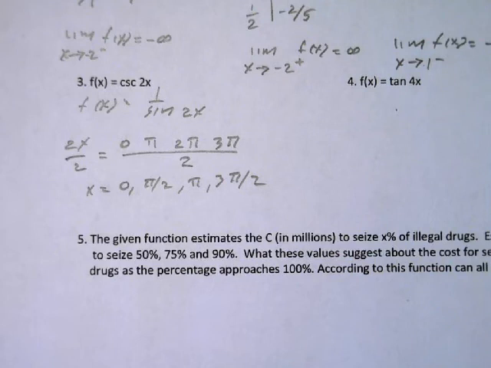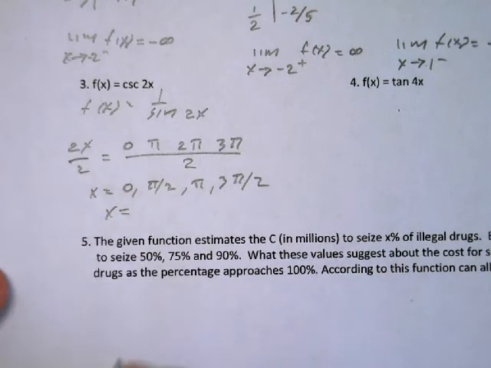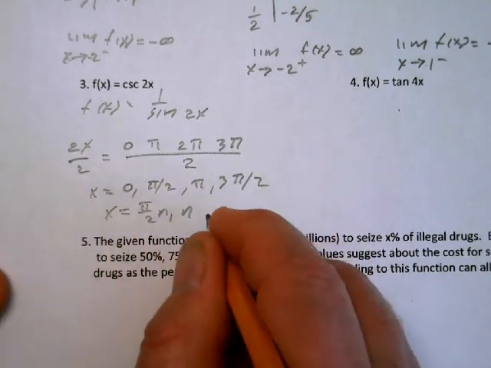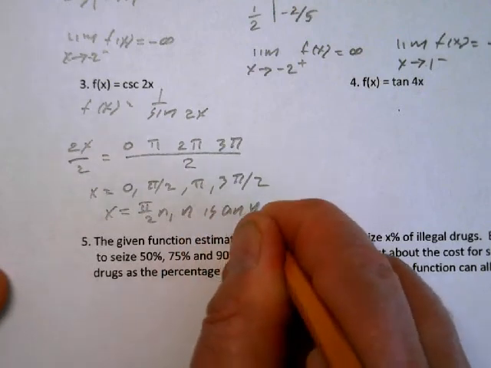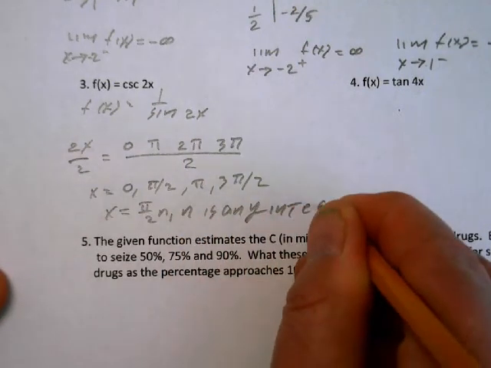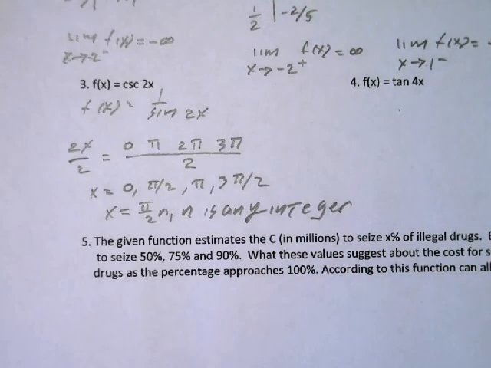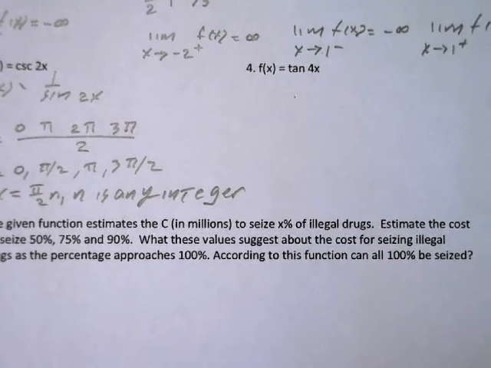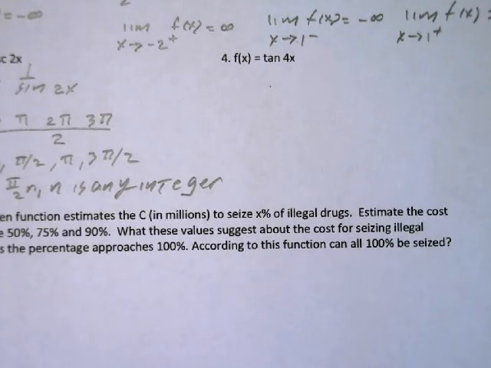pi over 2, pi, and 3 pi over 2. Now why is that important? Because that's where our asymptotes are, right? So at every pi over 2n, where n is an integer, you are going to have an asymptote. So that gives us an idea what our graph's going to look like.